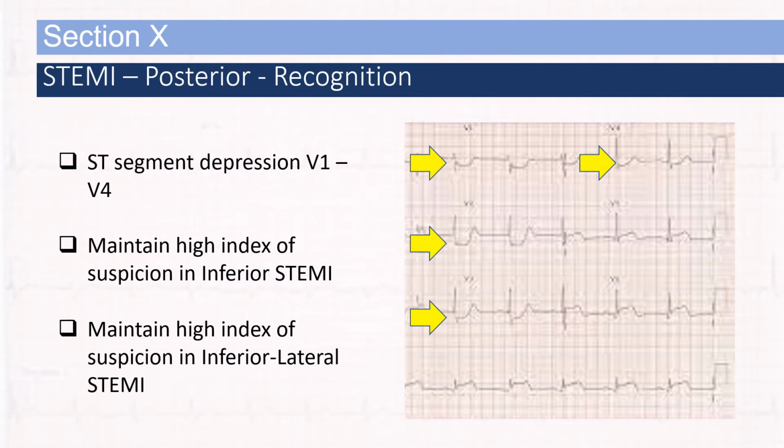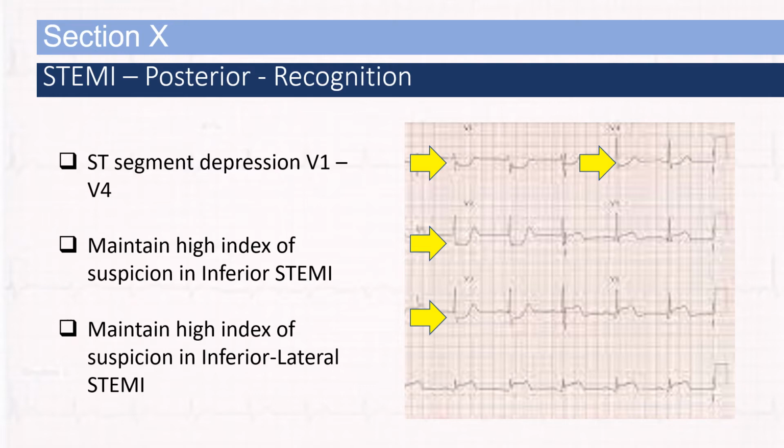Recognizing the posterior STEMI is almost like opposite day. If you notice ST segment depression in leads V1 through V4, it's quite possible that the opposite view, which is the posterior, could have elevation. So you want to perform a posterior when you see V1 through V4 depressed. Also, you want to maintain a high index of suspicion in an inferior and an inferior lateral STEMI.